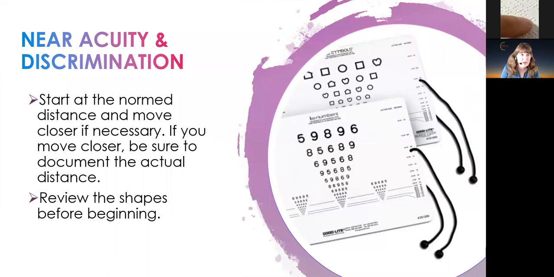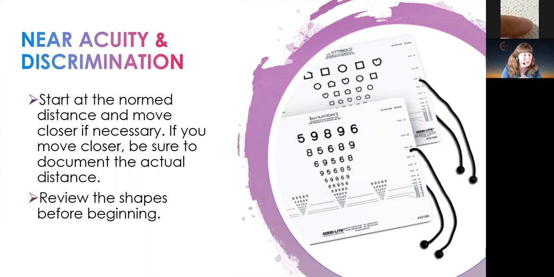So we're going to move on with the final pieces in the functional vision assessment, and these are required pieces for all students. And it starts with near acuity and discrimination. You want to start at the normed distance for whatever tool you are using, then move closer if necessary. Not all of our students can see any of it from the normed distance. If you do move closer, you want to make sure that you document the actual distance. I always kept a ruler, a tape measure with me so I could measure it out.